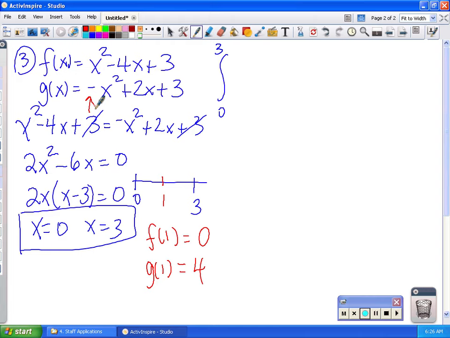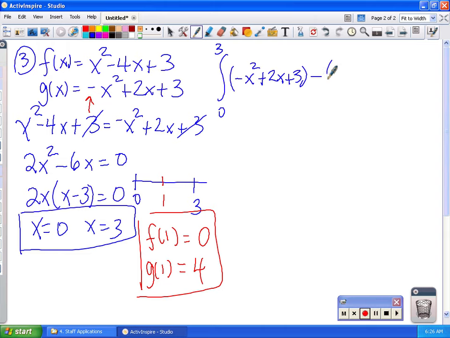Lots of ways to think about this, but this is one strategy you can use if you have just two curves and you need to figure out which one is on top and which one is on bottom. All right, so let's go back to the problem. So I know that the g function is on top, so that's going to be the top curve, negative x squared plus 2x plus 3, minus the bottom curve, which is x squared minus 4x plus 3. Again, don't forget to put parentheses around the bottom curve.